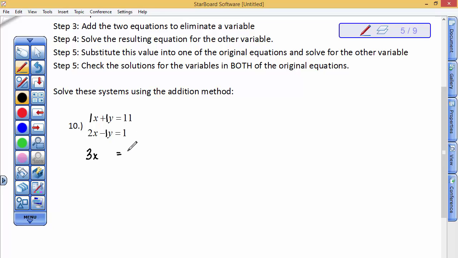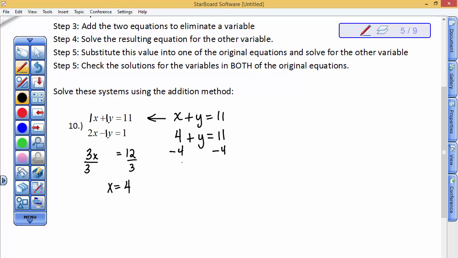11 and 1 adds to be 12, and then you solve for the variable that's left because you eliminated one of the letters by the addition method, and x is equal to 4. Then you go into one of the two equations. I'm going to go into this one because it was a simple one. It was x plus y equals 11. And so if x is 4, then y looks like it has to be 7. And I am all done. So x is 4, y is 7.